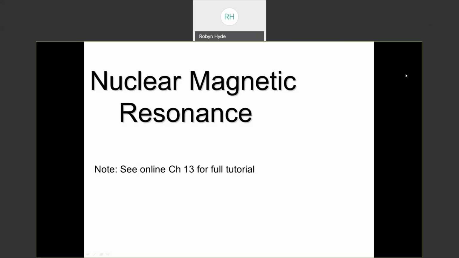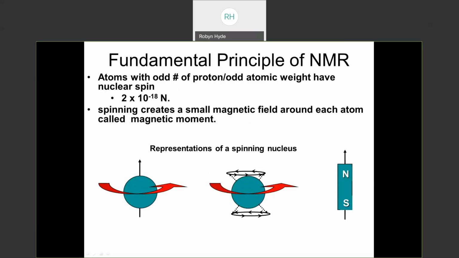We're going to start to talk about the fundamental principles of NMR first. The fundamental principle of NMR is that atoms with an odd number of protons or odd atomic weight have nuclear spin. This is a fundamental property. They just spin. It's just something they do. That spinning force is not very strong. It's 10 to the negative 18. Are they whirling about with lots of spinning strength? No. But they still are spinning. It's not a strong spin, but they are spinning.